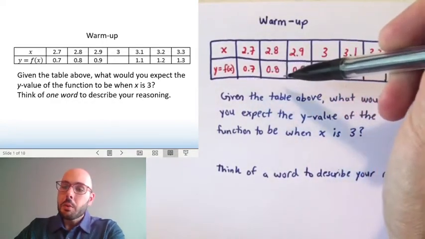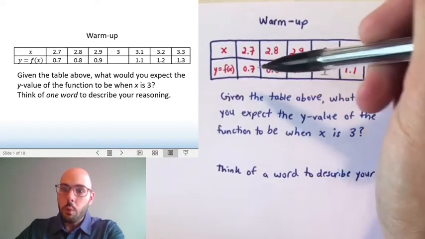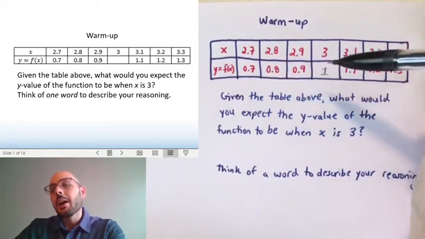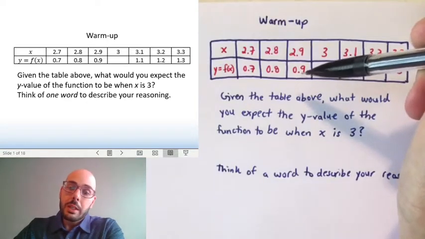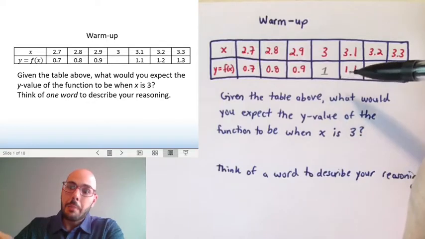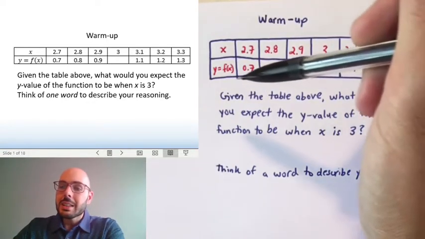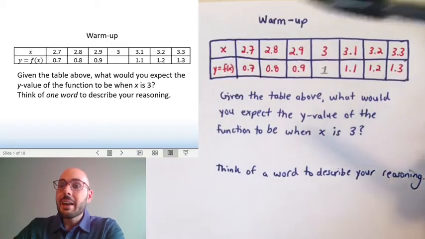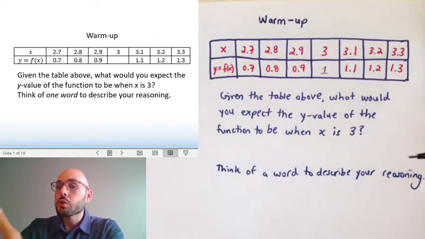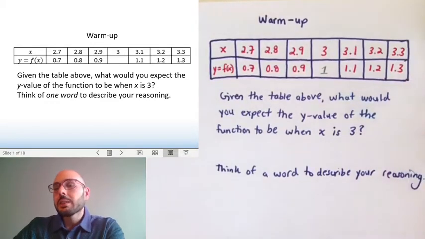Up until that point, you have 0.7, 0.8, 0.9, so it looks like you're adding 0.1 each time. And then if you add 0.1 to 0.9, you would get 1. And then past that, you also see that if you kept that pattern going, 0.1 increasing. So it looks like, based on the evidence, or the pattern, or the trend, that y value should be a 1 there. And that's our best guess.